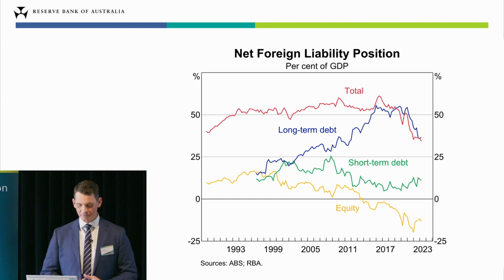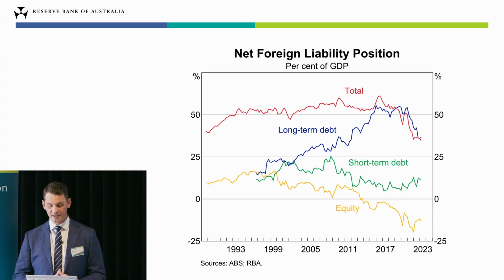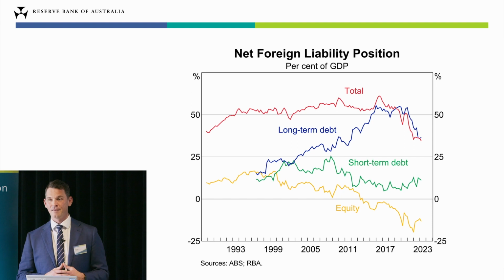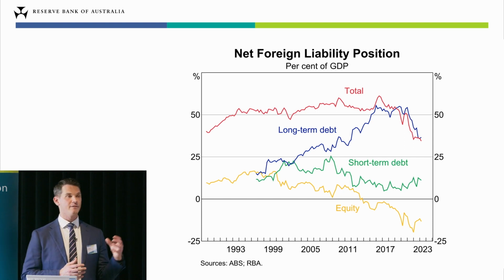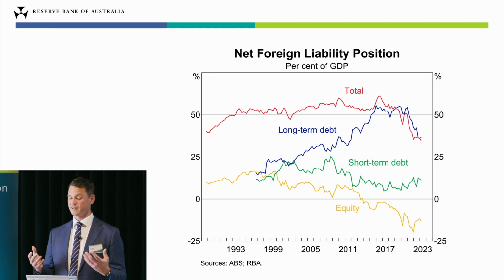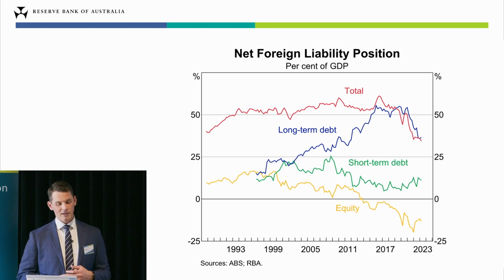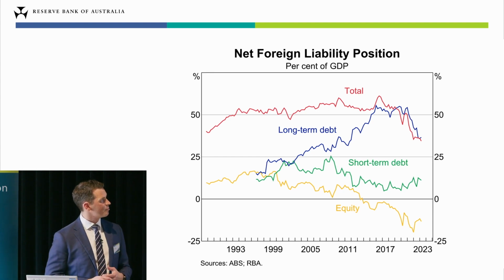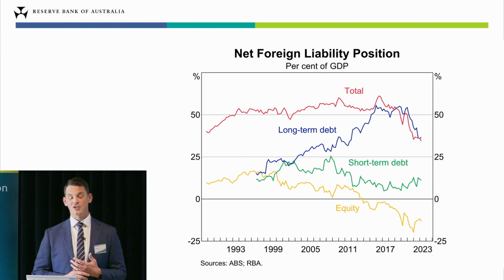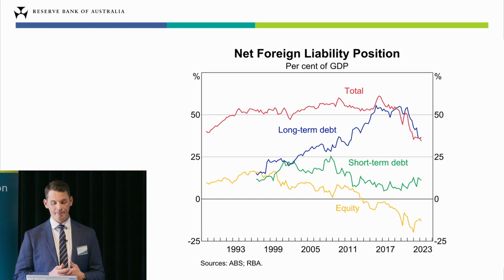But looking at some data now, you can see on the graph here that the net liability position sat at around 50% since the early 1990s and peaked at around 60% in 2016. Since then, though, it's declined to around 35% of GDP as we've seen the effects of these net capital outflows as well as valuation effects taking place. This graph here shows a breakdown of the composition of our foreign liabilities and how they've changed over time, which again can be helpful for thinking about key drivers.